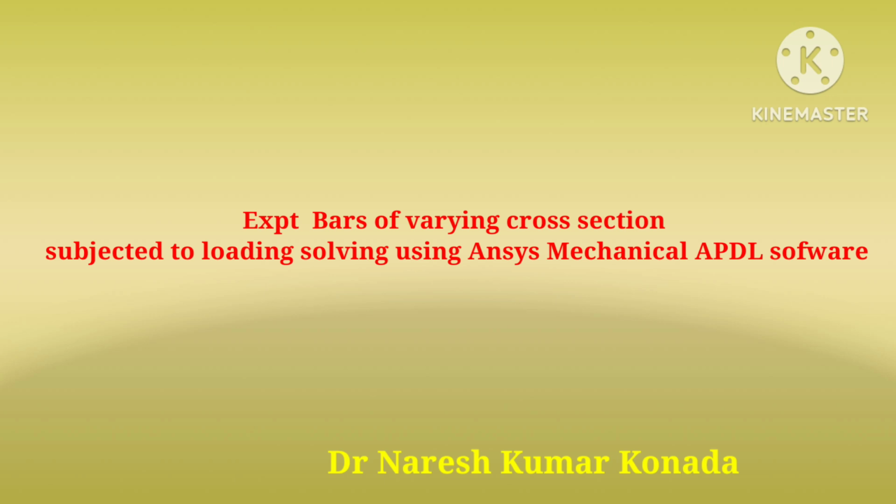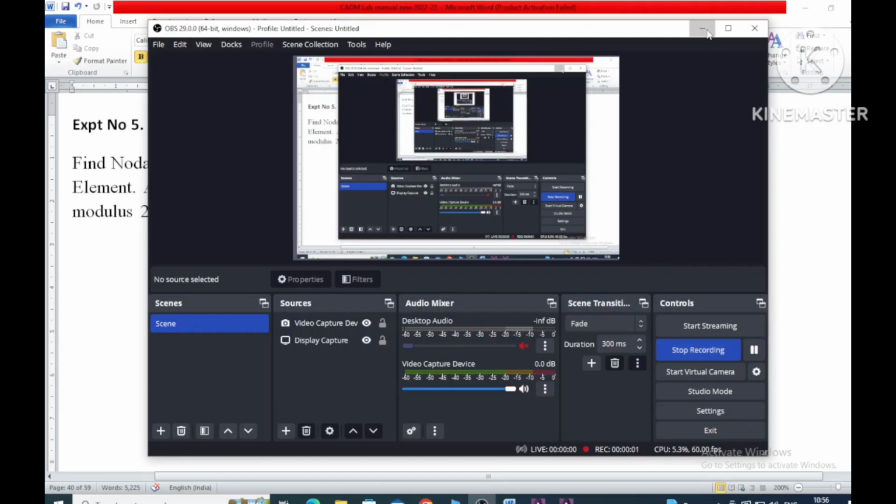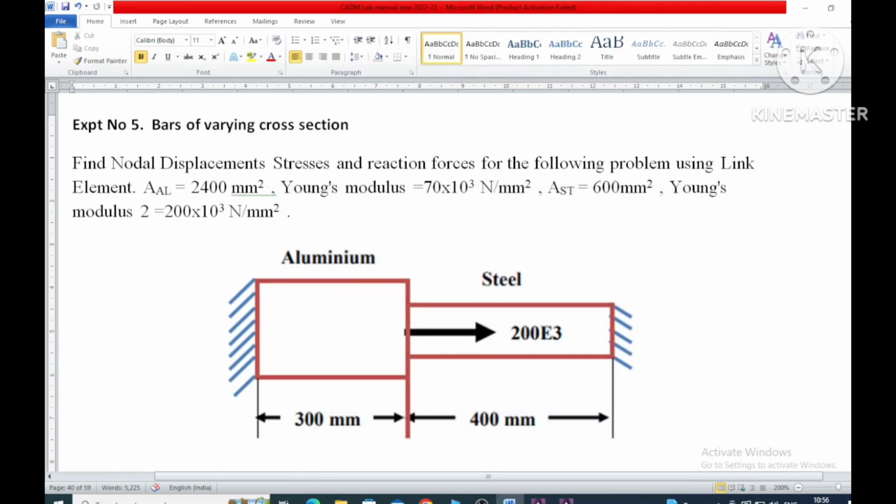This is another experiment, bars of varying cross section subjected to loading, and we will solve this problem using Ansys APDL software. And this is the figure, and it consists of two various members, aluminum and steel, and one load is acting at the middle of the cross section. The dimensions are 300 mm and 400 mm is given. These two members are different materials and different Young's modulus.